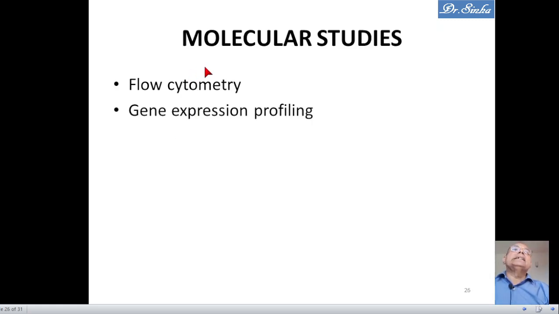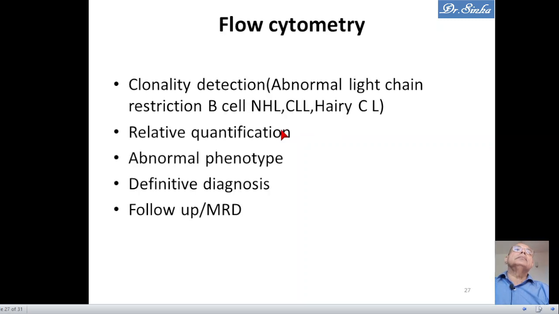Other molecular study processes are flow cytometry or gene expression profiling. Flow cytometry detects clonality and abnormal light chain restriction. In the case of B cell non-Hodgkin's lymphoma, chronic lymphocytic leukemia and hairy cell leukemias, this is used for relative quantification, abnormal phenotype, definitive diagnosis, and in follow-up and to detect minimal residual disease.